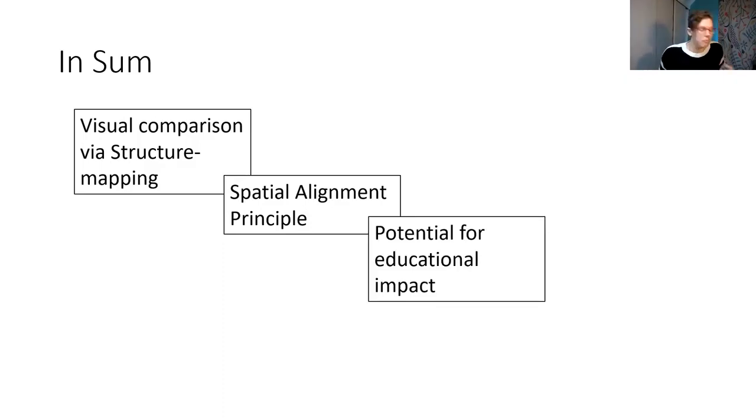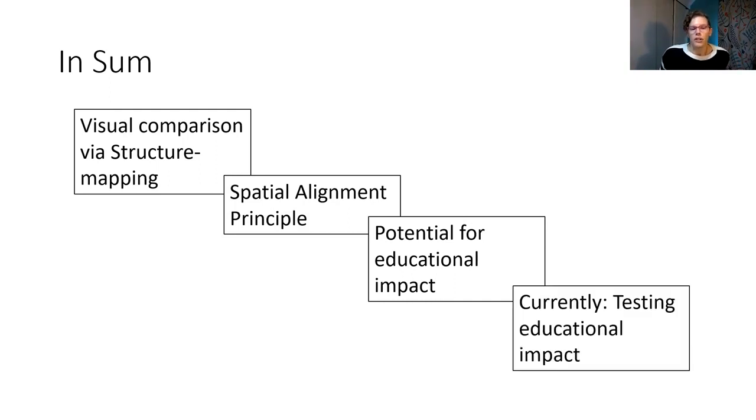And the studies that I just presented suggest that there really is potential for educational impact in considering the spatial alignment principle, right? It can apply to these cases, but it's not being applied universally, right? And so currently, we've established that there's potential for educational impact, and the work we're doing now is really testing the actual educational impact. So if we actually try to apply this principle, what are the results on learning?